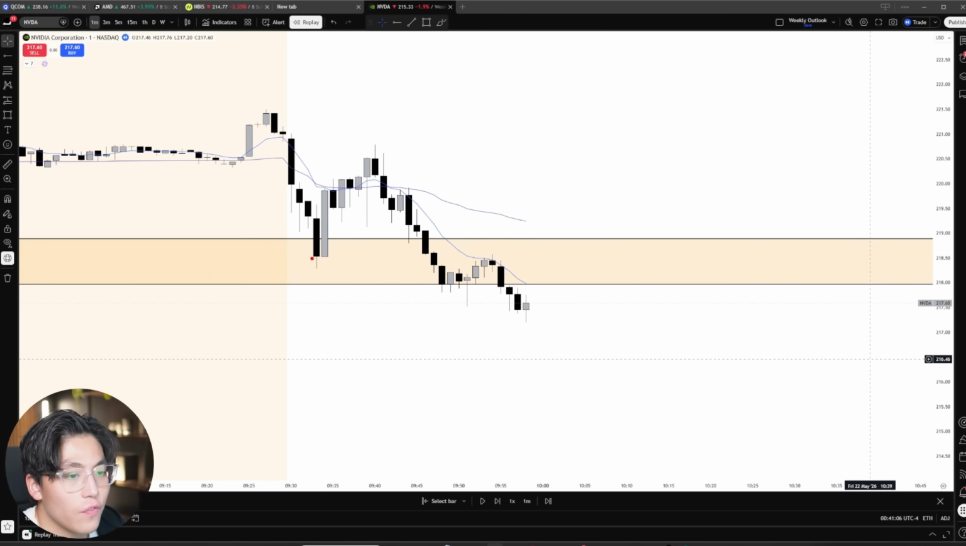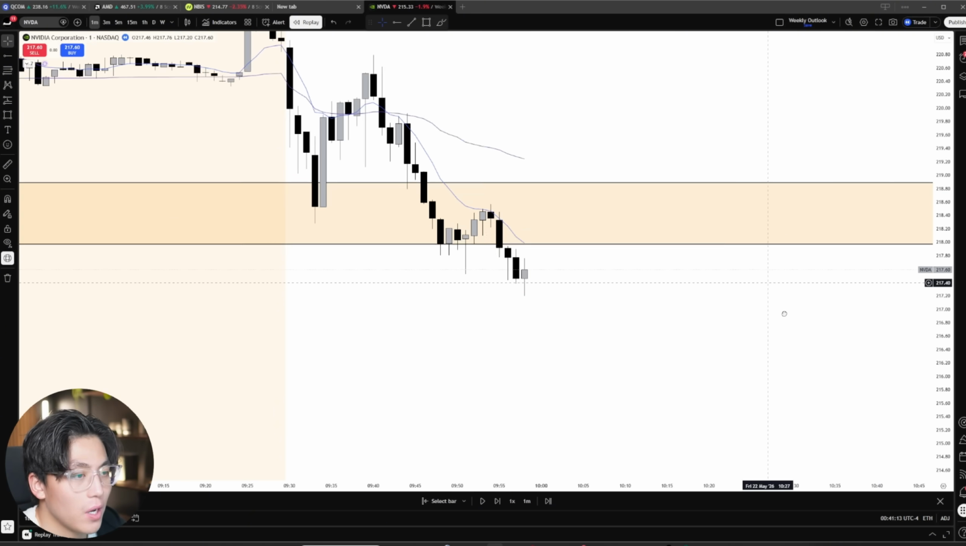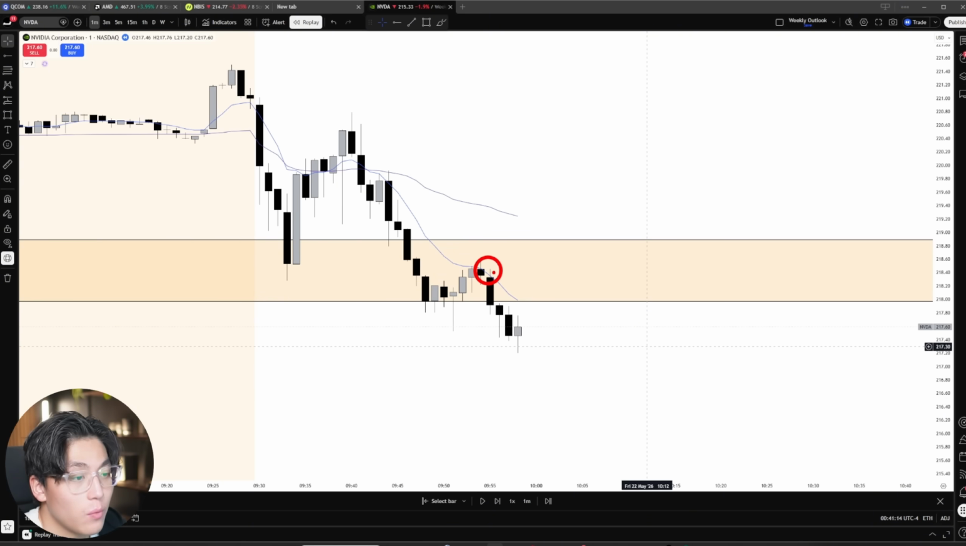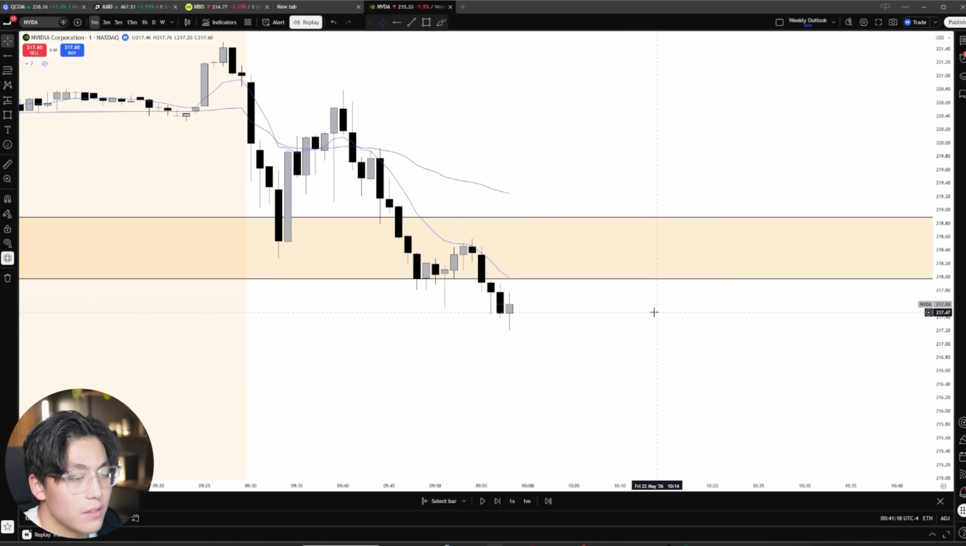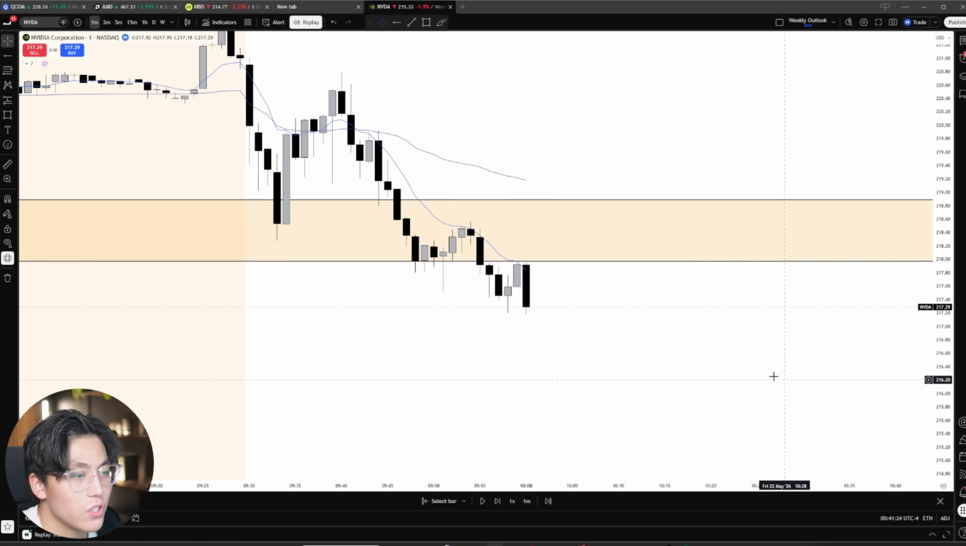As you can see so far, we end up having a nice rejection right off that 5-minute range low, plus this 9 EMA as well. This could be a possible entry off our 5-minute range low for continuation towards the downside. We can also be looking for this previous day low retest here as well. As you can see, perfect rejection right off that 9 EMA once again, and that previous day lows.